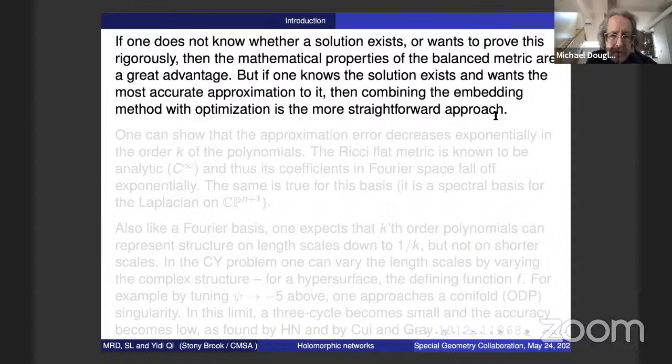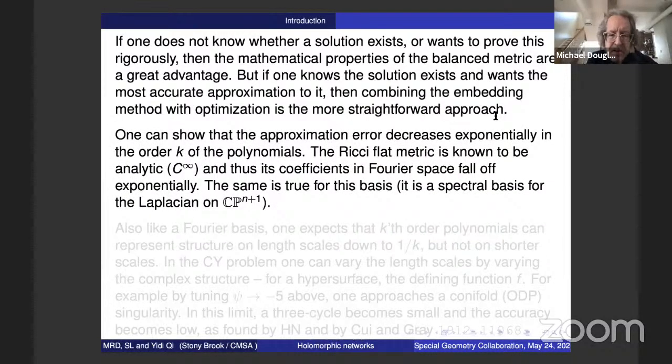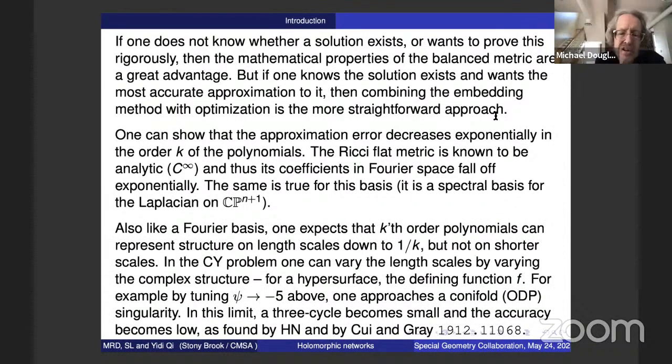Okay. So now, again, repeating comments that Simon explained, this is like a Fourier space or a spectral approximation to a smooth metric. In this case, the approximation error decreases exponentially in the order k. And then one also has this general property that the degree of the base is going to control the structure, the length scale in which you can reproduce structure.